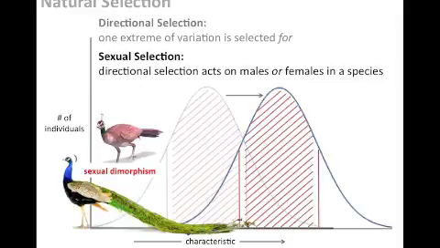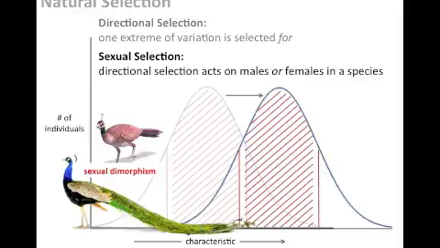So sexual selection happens when there's competition between one sex for access to the other sex, and it results in what we call sexual dimorphism. Sexual dimorphism is just a big physical difference between males and females in a species. Animals that are sexually dimorphic would be things like lions. We know that male lions are bigger. They have those nice big full manes. Gorillas are sexually dimorphic. Male gorillas are about twice the size of female gorillas.